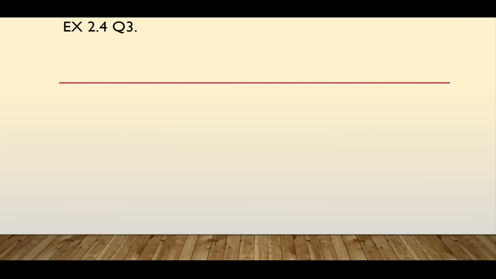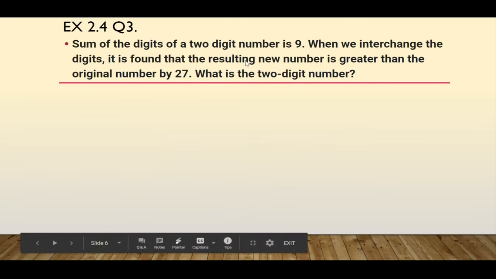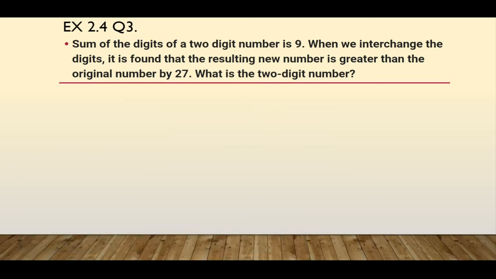Now, we'll be dealing with question number 3 of exercise 2.4. It says that the sum of digits of a two-digit number is 9, and we are interchanging the digits here. What we find is that the new number is greater than the original number by 27. We need to find the two-digit number.